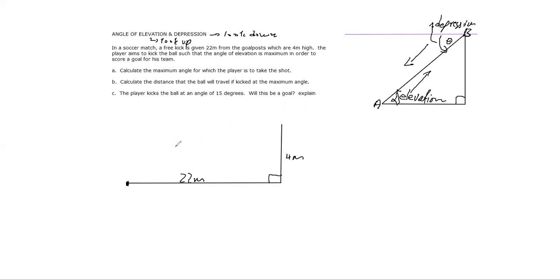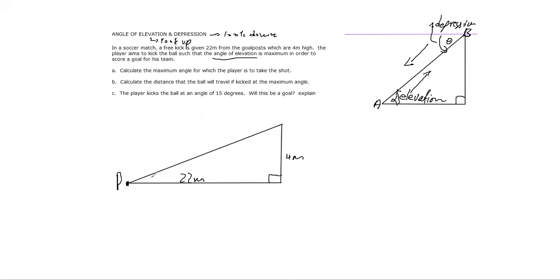What are they saying here? There's a player. Let's call this point P, where the player is. The player aims to kick the ball such that the angle of elevation is maximum. Maximum, what does it mean? It is the largest.